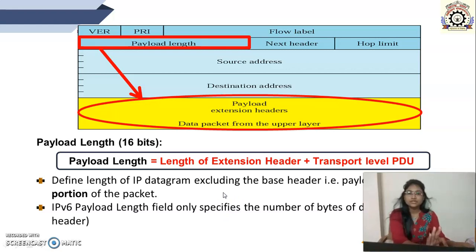Its length may change because it depends upon the presence or absence of the extension header. We have already discussed that the extension headers are optional. They may be present or they may be absent. So we can say that the payload contains the extension headers and the data packet from the upper layer. By defining the length of the payload, we can combine the length of the extension header and the data packet from the upper layer.